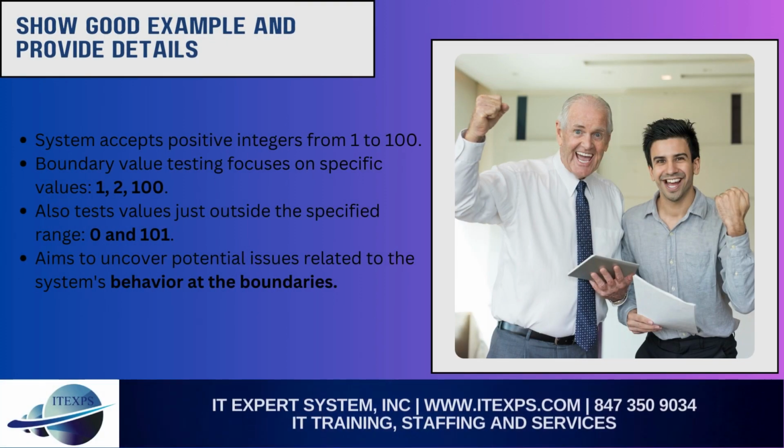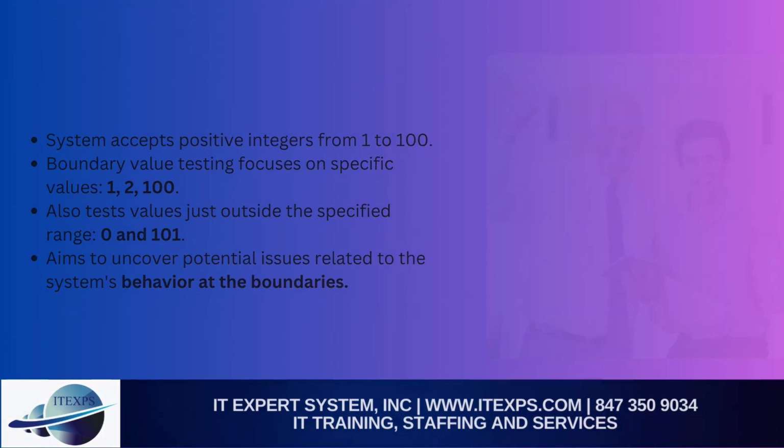Show good example and provide details. Example: consider a system that accepts positive integers from 1 to 100. Instead of testing all possible values, boundary value testing would focus on testing inputs such as 1 and 100, and values just outside the specified range like 0 and 101. This helps uncover potential issues related to the system's behavior at the boundaries.